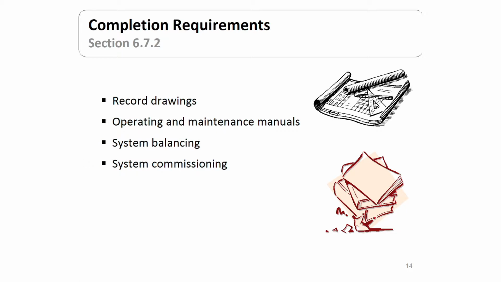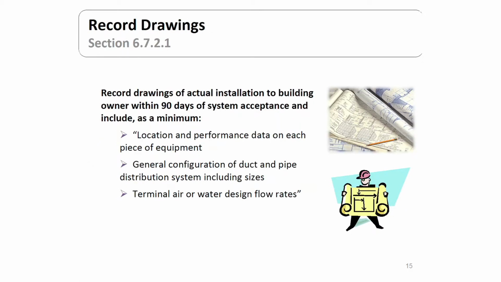Under the record drawings, though, these have to be supplied to the owner within 90 days after the system's accepted. And that has to include the location and performance data on each piece of equipment. It has to have the general configuration of duct and pipe distribution systems, including their sizes. It has to show terminal air or water design flow rates.